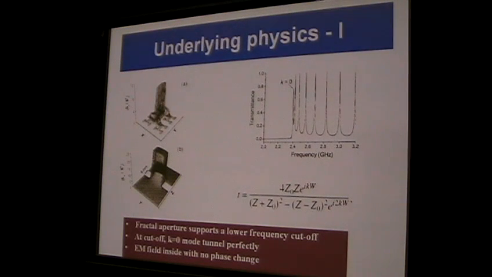And indeed, if you have this k equals 0 mode, you can perform a very simple analytical calculation, and you will find it supports perfect transmission. Okay, this is why the fractal aperture can support this high transmission.